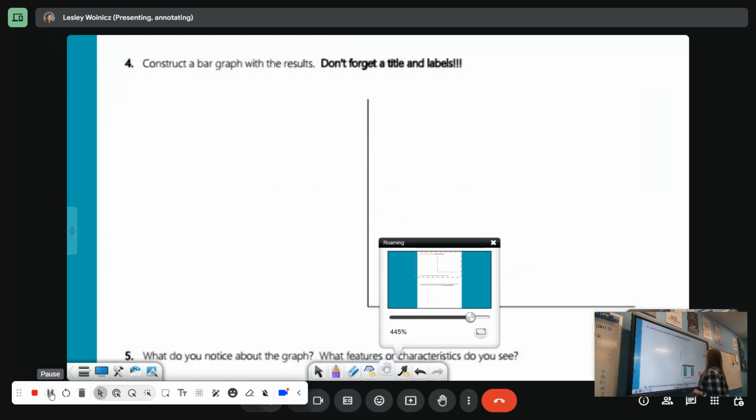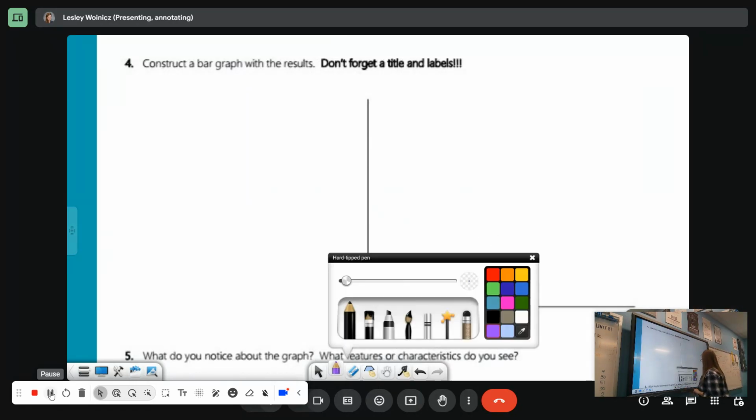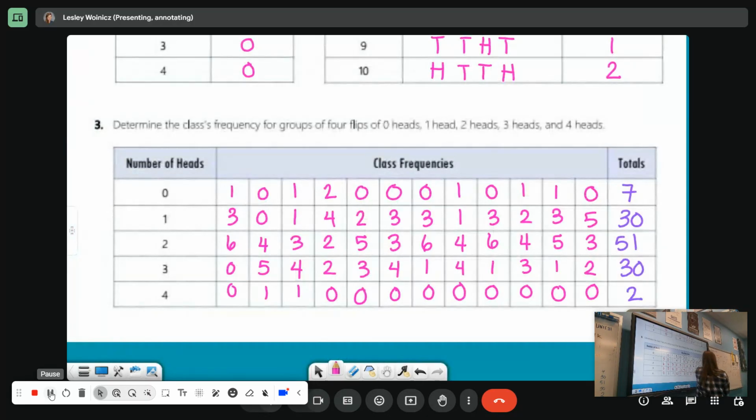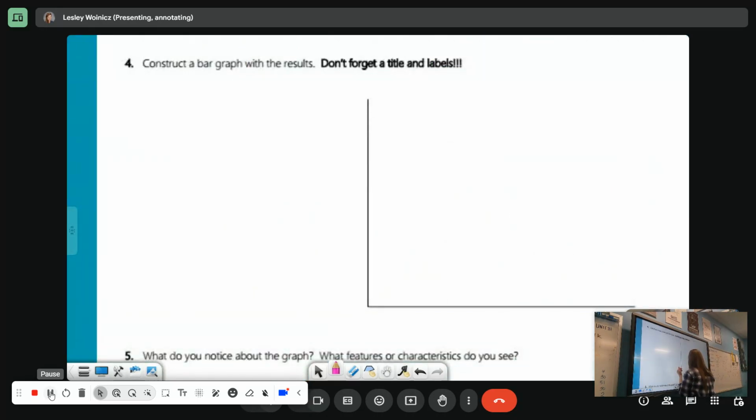All right, we're going to construct a bar graph. We're going to do title and labels. So what are we graphing down here? This is for our class data, the one that we just did in purple over here for the totals. So this is going to be our number of heads. And then this will be our class frequency.